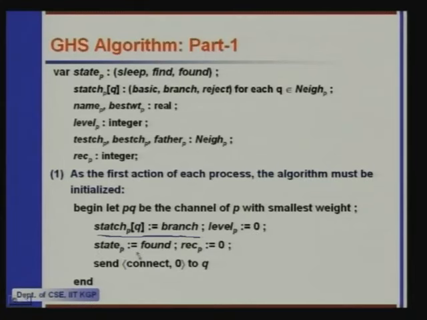We set state P equal to found, because you have already found the minimum cost outgoing edge. You set rec P equal to 0; it will become apparent what we do with this counter in due course of time. Then we send a connect 0 message to Q. This 0 is the level, because level P is 0. So, we are sending a connect 0 message to Q. Is that clear what a process on waking up does?